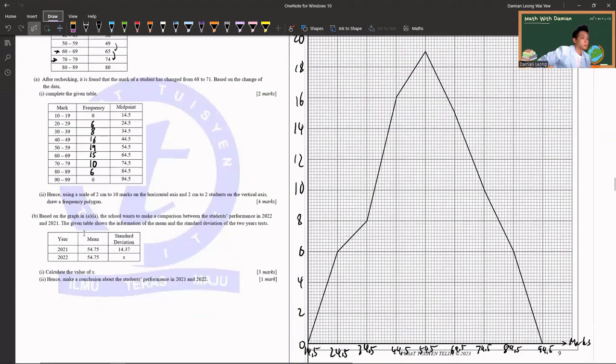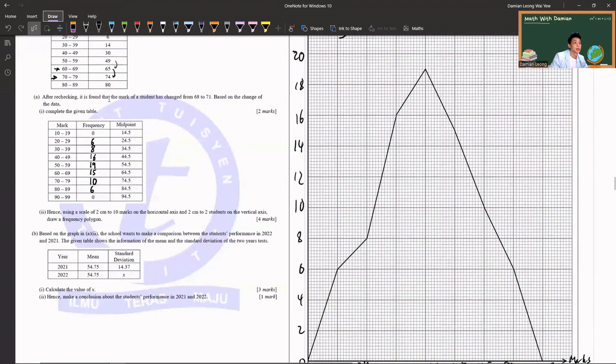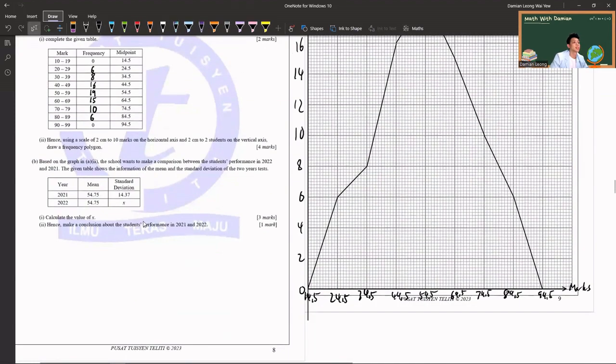Then for part B, calculate the value of x. So I want to find the standard deviation basically. Based on the graph, the school wants to make a comparison between students' performance in 2022 and 2021. Here shows 2021, but the values that I've been using are based on 2022. So I want to find x, the standard deviation for 2022.